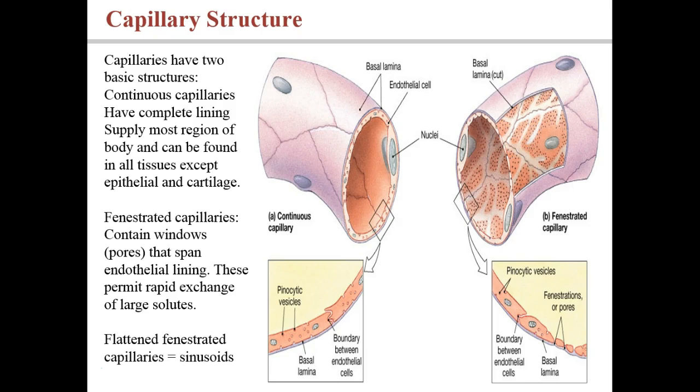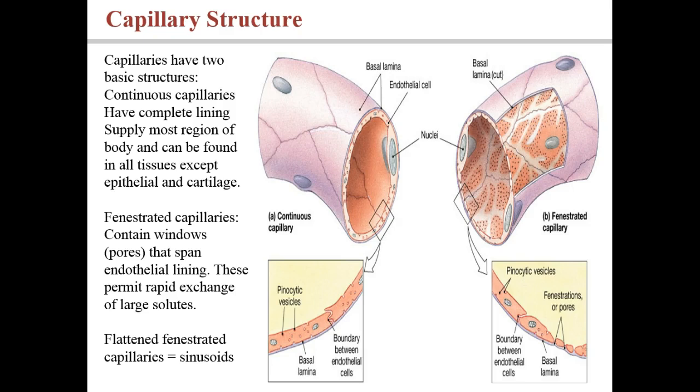In terms of fenestrated capillaries, they do have pores. You can see the pores in this image, and they permit an exchange of water and large solutes between plasma and interstitial fluid. And you find these in endocrine organs, kidneys, intestinal tract. Any place where it's important that these large particles can get out, that's where you find these fenestrated capillary beds.